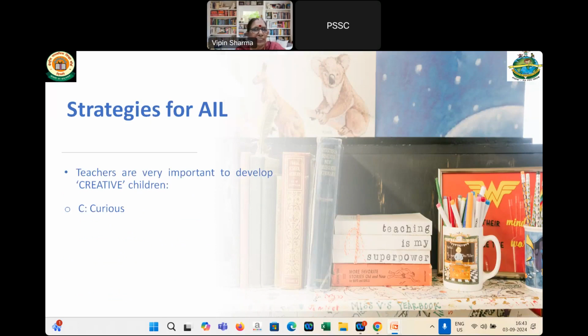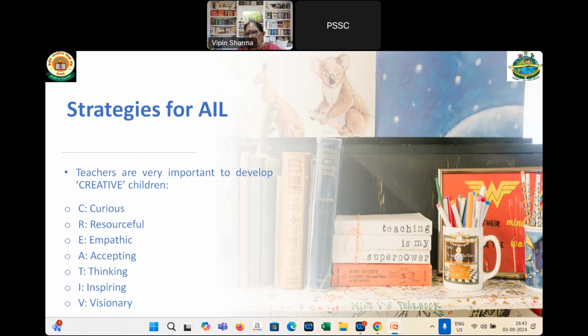Now, these are strategies. Teachers are very important to develop creative children. She's curious, resourceful, empathetic, accepting, thinking, inspiring, visionary. That is a creative teacher. Strategy. You can click this slide and you can tell the children what all can you see, what colors can you see, how to develop into story, who can think of a poem. I tell you, keep on telling them, okay? That will be wonderful.